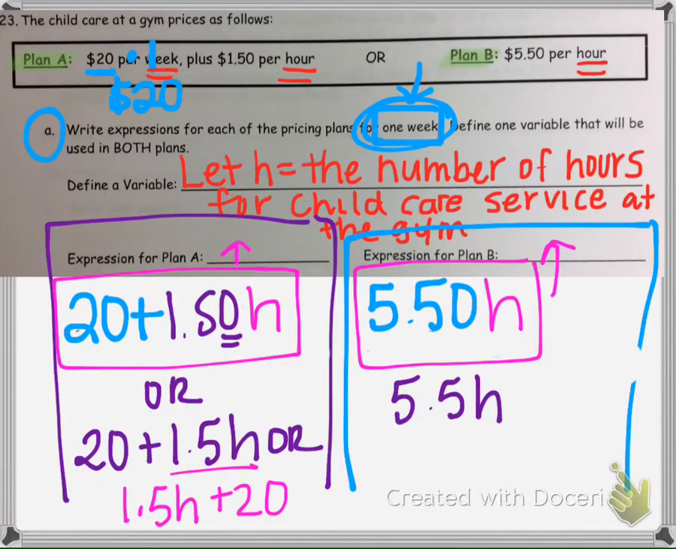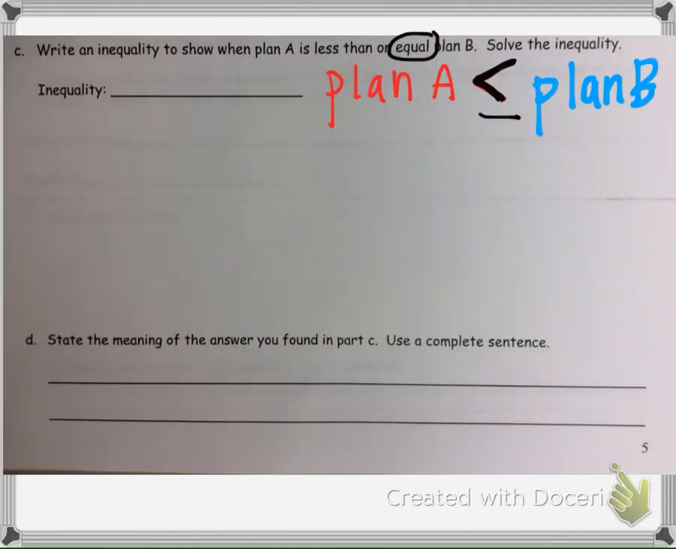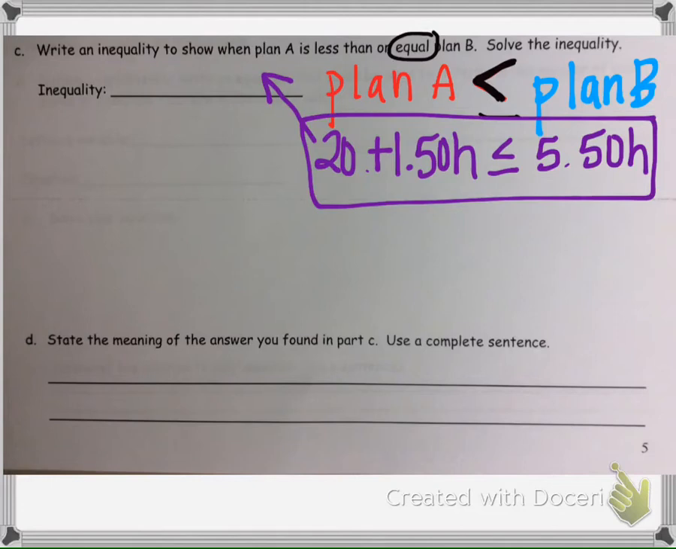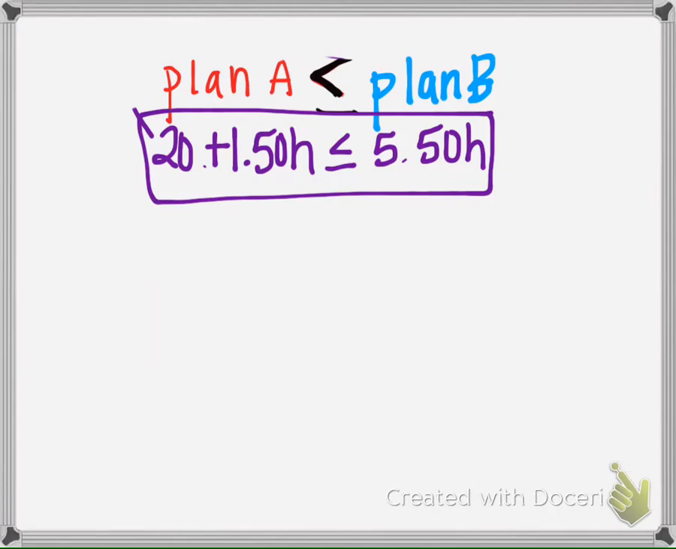All right, so Plan A was $20 plus $1.50 per hour. And Plan B was $5.50 an hour. So this is our inequality. And now it says to solve the inequality. So now we're going to solve that. Okay, so to solve this inequality, we want the variables on both sides. So I'm going to go ahead and subtract here.